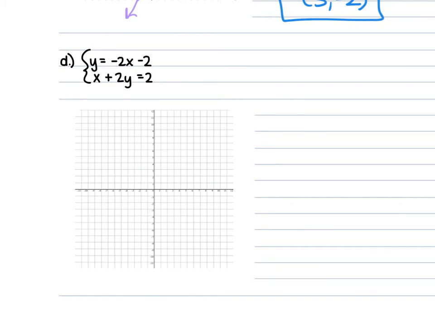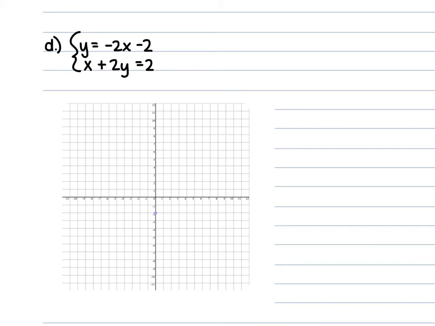For D, we have y is equal to negative 2x minus 2. So we're going to start at negative 2, go down 2 and to the right 1, and then up 2 and to the left 1. So just opposite.